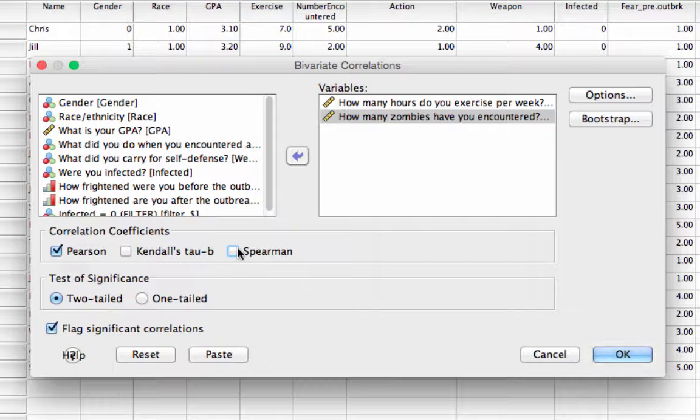Okay, so for this purpose, since we have both interval ratio variables here, true quantitative variables, let's go ahead and select Pearson's. And because we're doing a non-directional test, we're going to go ahead and do a two-tailed test. And look at that. SPSS is even going to be nice to us and flag significant correlations to help us figure out where those significant relationships are. So let's click on OK.